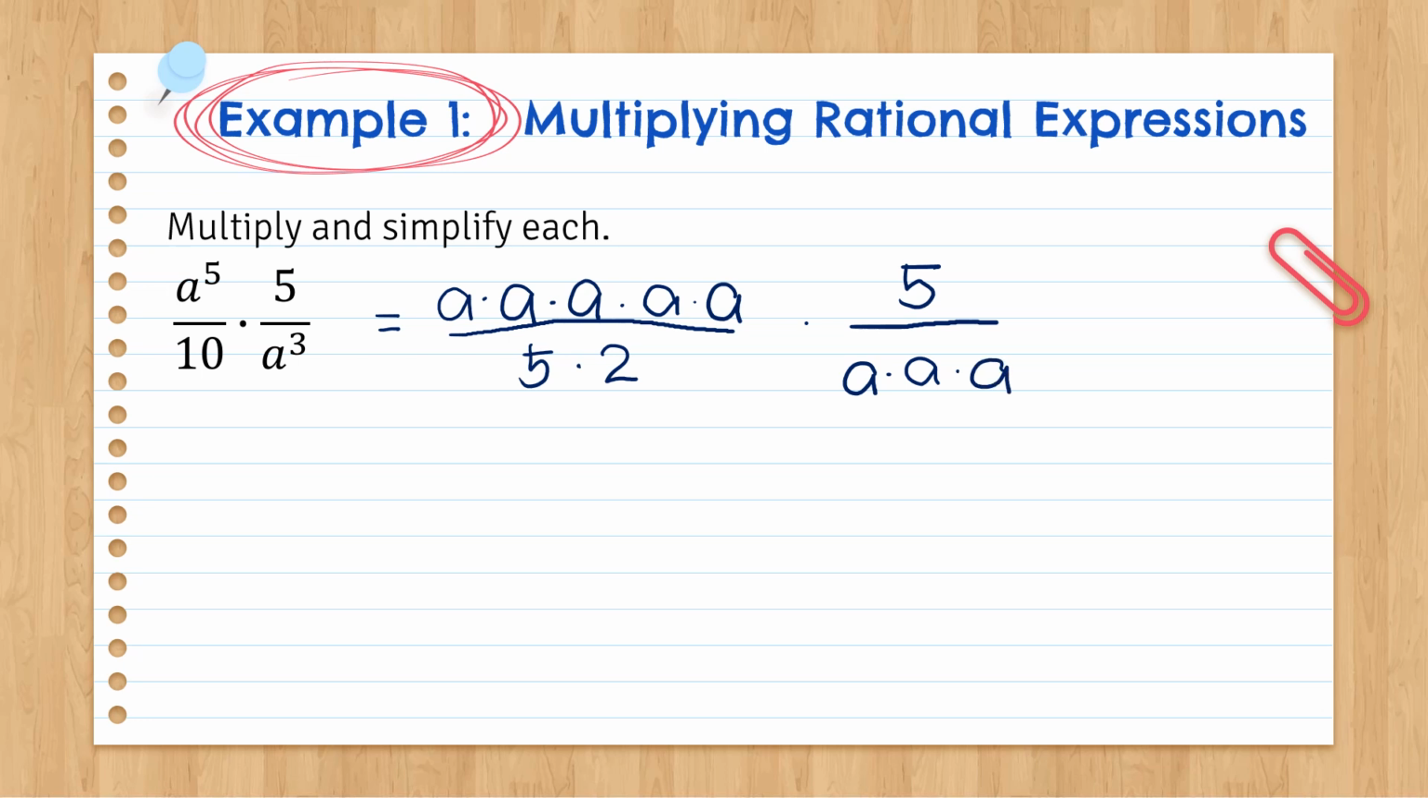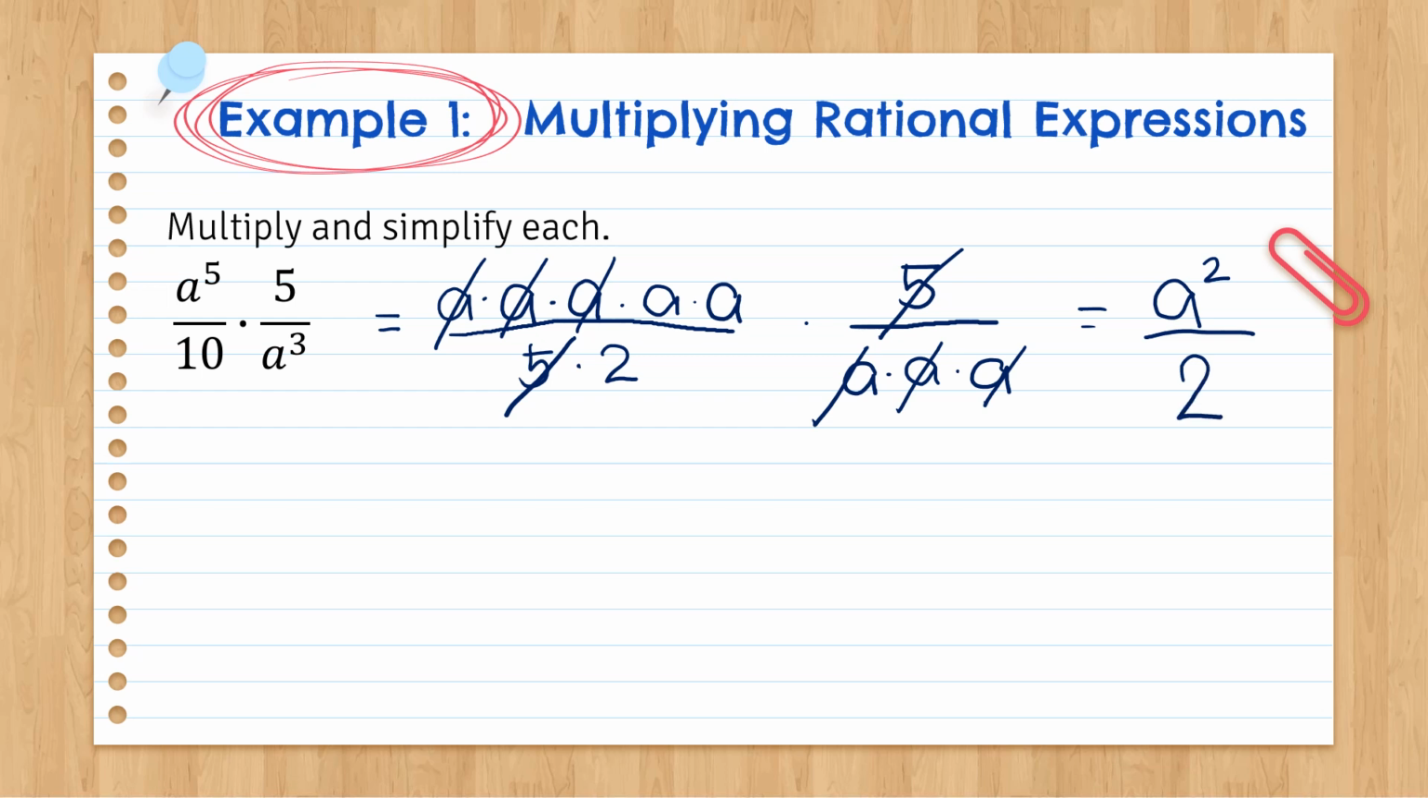And then for step 2, we are going to cancel out the common factors. So we have 5 here, cancel the 5. For a, we can cancel a, also this a, and then a. So we are left with a squared, since we have 2 a's remaining. And then in our denominator, we have 2.